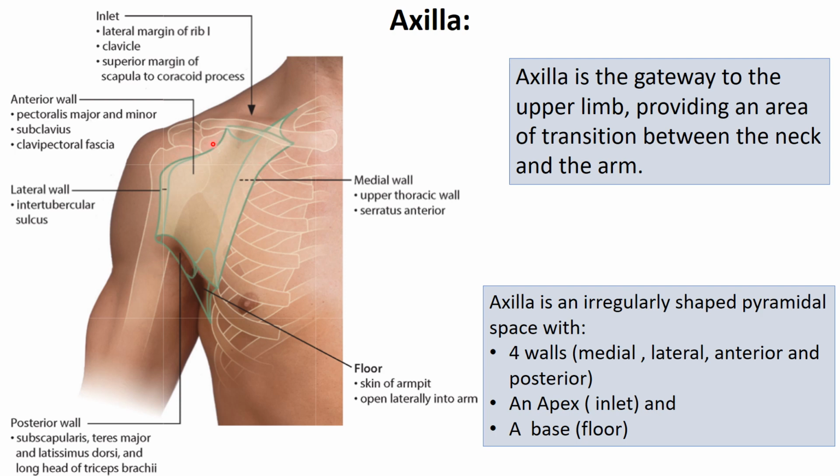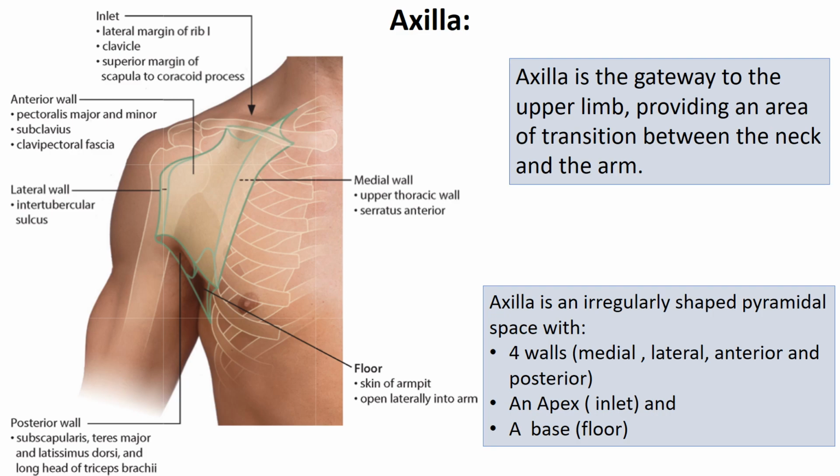You can see the outline by the green outline, and this area has 4 walls. The axilla is bounded by 4 walls. This is the anterior wall, this is the lateral wall, and you can see the posterior wall here. And this is the medial wall. I will talk in detail about those walls. And here you have an inlet, and then you have a base or the floor of the axilla. Again, 4 walls: anterior, posterior, lateral, medial. There is an apex and there is a base or the floor.